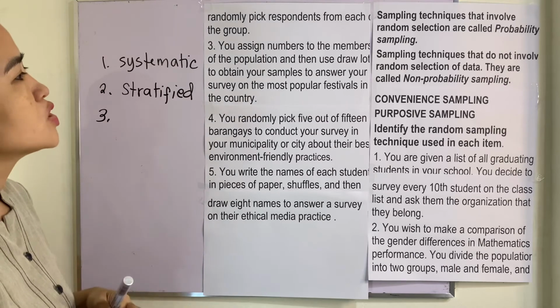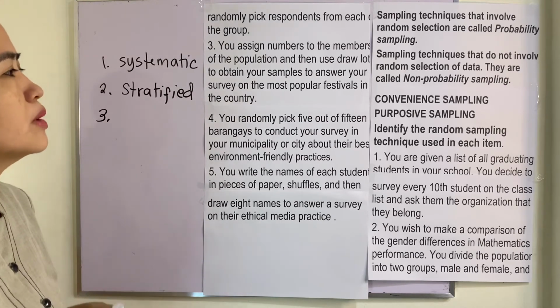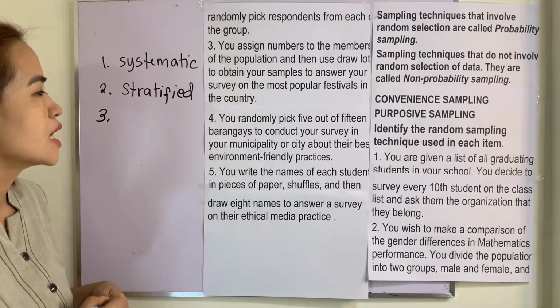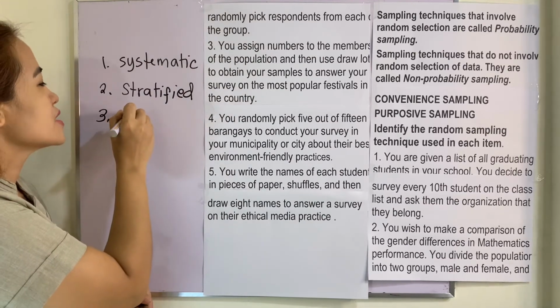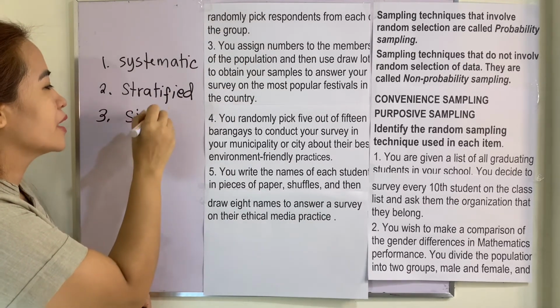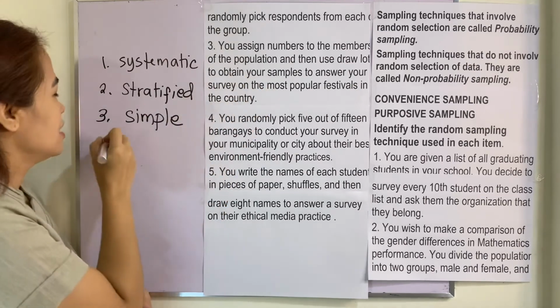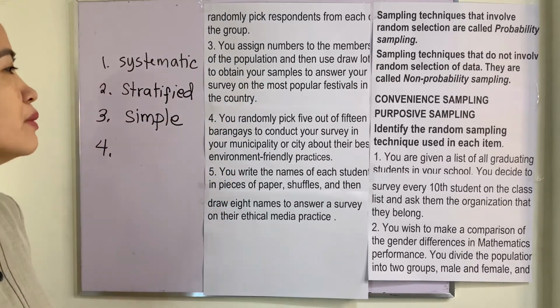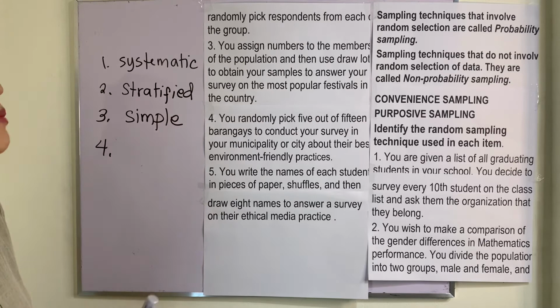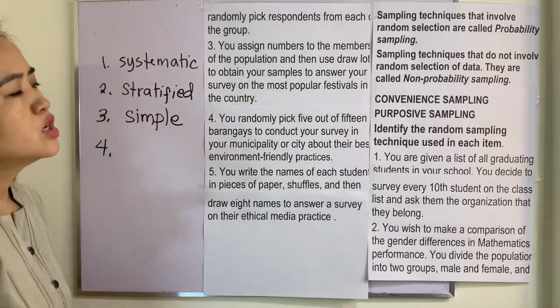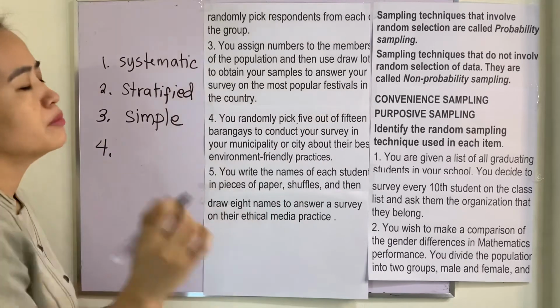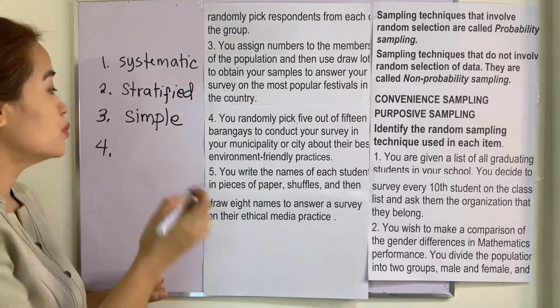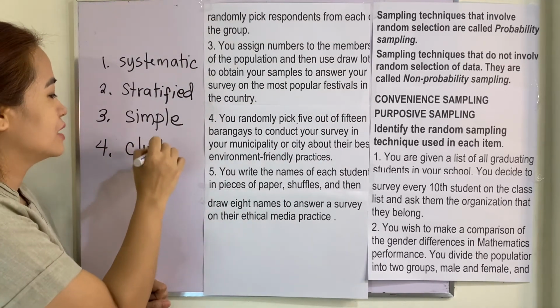Number 3, you assign numbers to the members of the population and then use draw lots to obtain your samples to answer your survey on the most popular festivals in the country. This one is the simple random sampling because you use draw lots here. Number 4, you randomly pick 5 out of 15 barangays to conduct your survey in your municipality or city about the best environment-friendly practices. So 5 out of 15 barangays. Each barangay is a group, so this one is cluster.